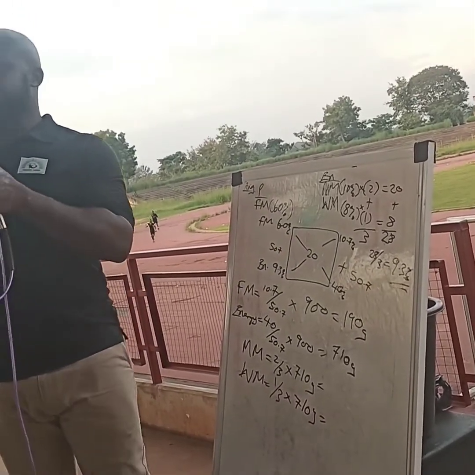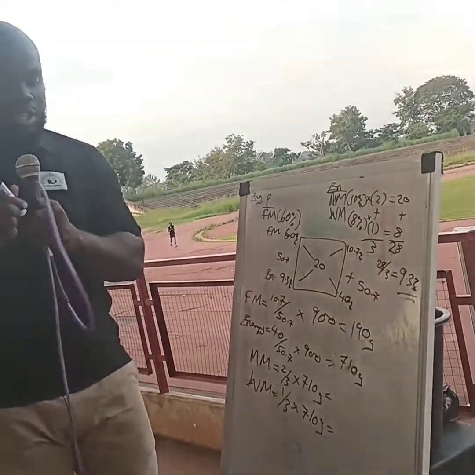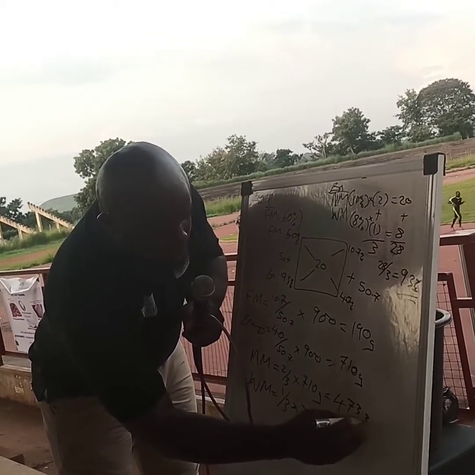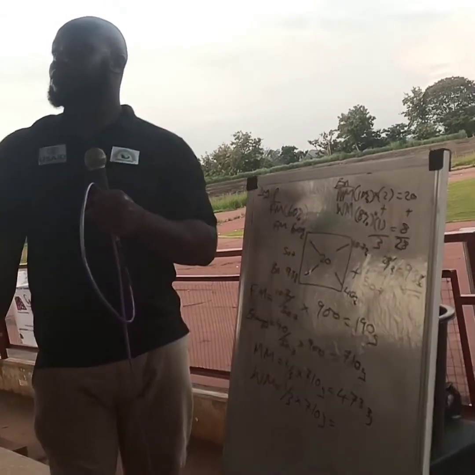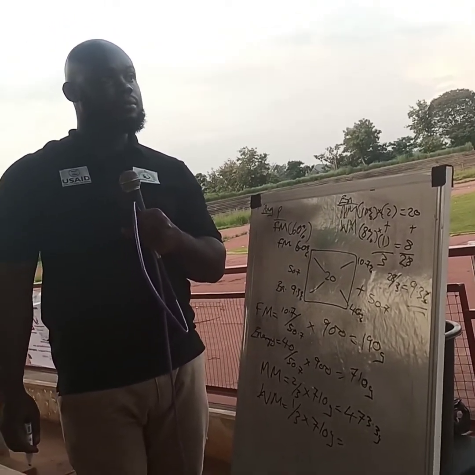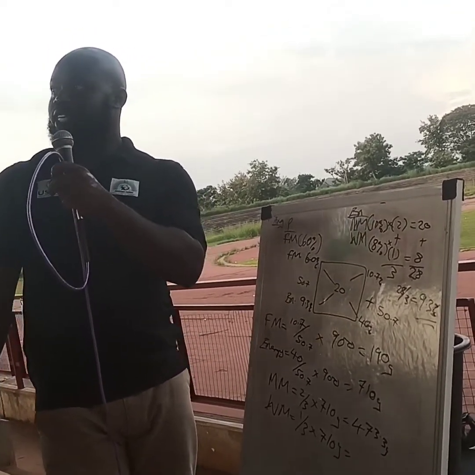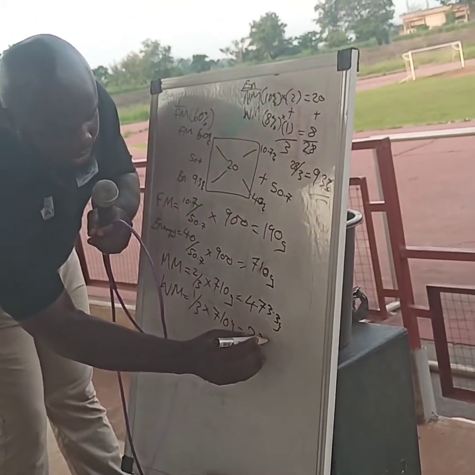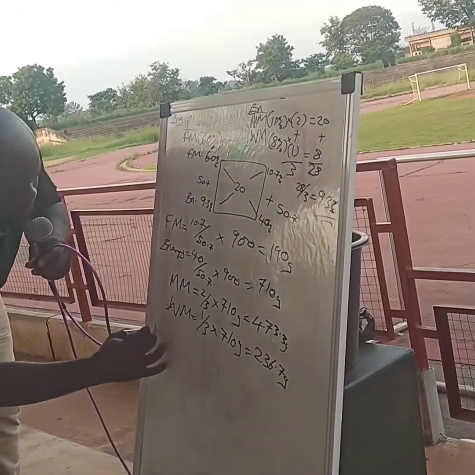Maize meal, 473.3. Wheat meal, 236.6, so 236.7 gram. Minor ingredients.